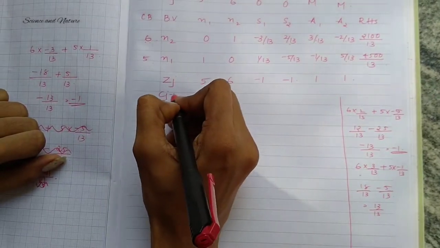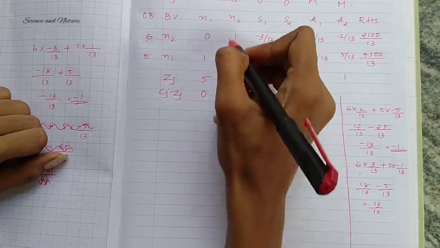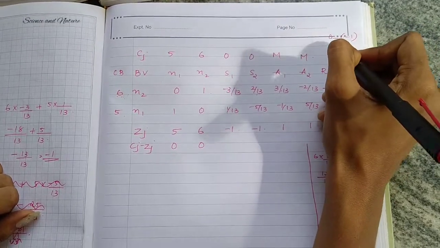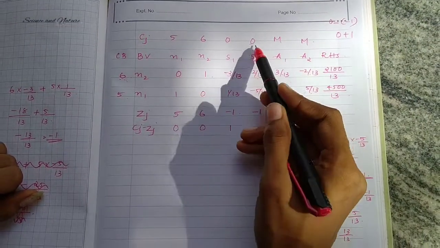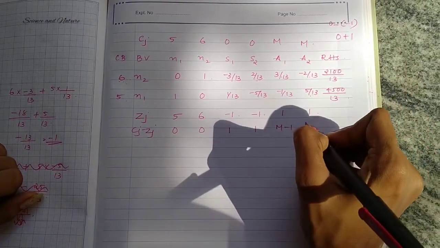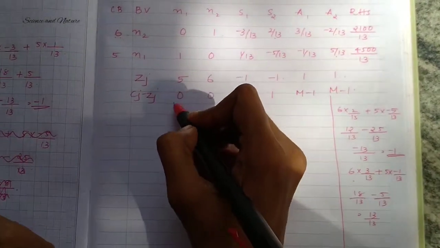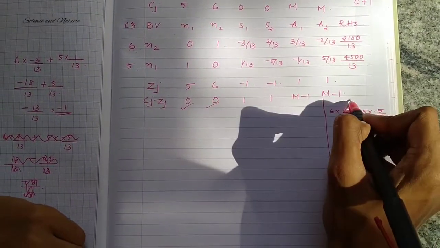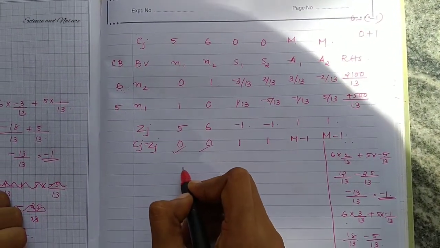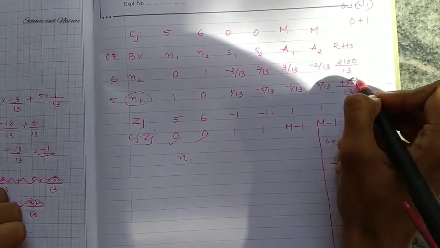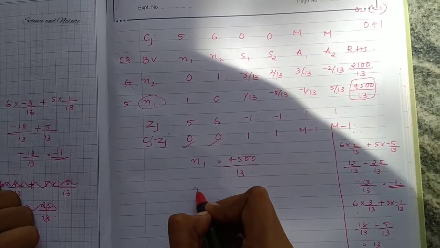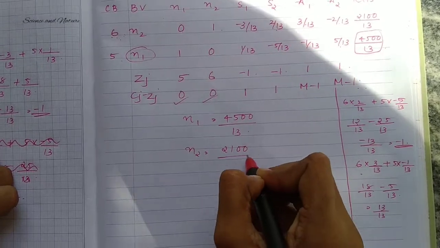Then we need to find the Cj minus Zj. That is 5 minus 5, 0. 6 minus 6, 0. 0 minus minus 1, which is equal to 0 plus 1, that is 1. 0 minus minus 1, that is 1. M minus 1. M minus 1. Here we get 2 zeros and all positive numbers, 4 positive numbers. So we can conclude here, we will get x1 as 4500 divided by 13 and x2 as 2100 divided by 13.